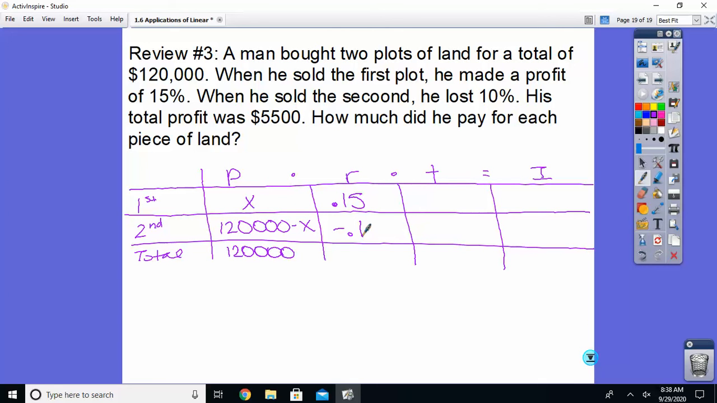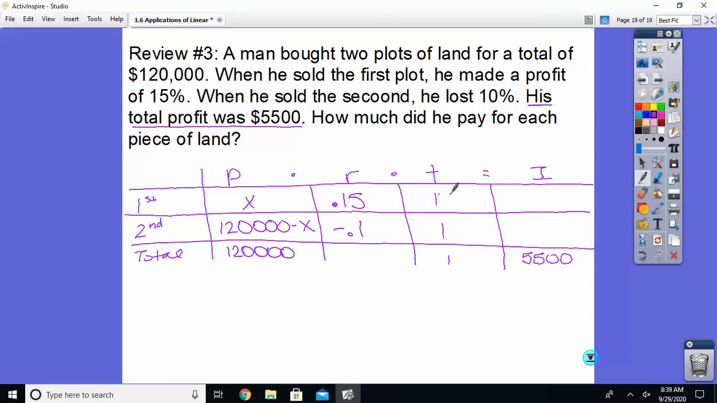Time on these, unless I specify otherwise, what do we use? 1. If I said 2 years, you would put a 2. If I said 6 months, what would we use for our time? 0.5. You want to do it in terms of years. So my time is just 1 here. The other thing given, his total profit was $5,500. What is that? Yep, that's like your total interest. 5,500.